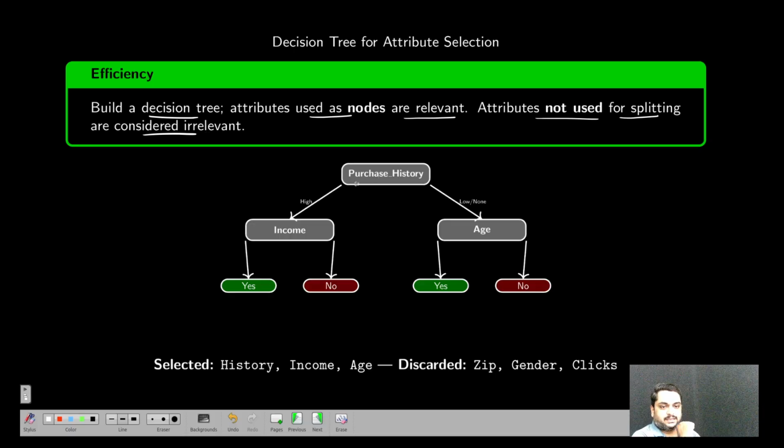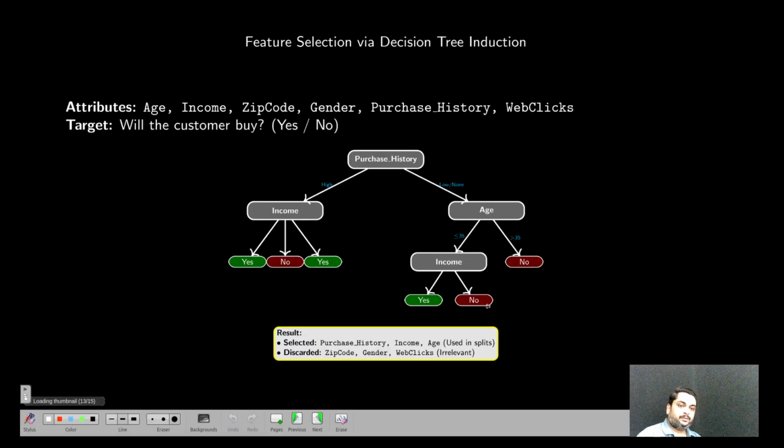So for example, purchase history. Then from the purchase history you draw the decision tree, with income and age as two more nodes. Then you check whether the node split occurs here. If there is more information gain, you select that, else you discard it. Similarly for age. So this is how the decision tree works. A better example: have attributes age, income, zip code, gender, purchase history, web clicks. So the target is, will the customer buy, yes or no? So that is the decision making, yes or no.